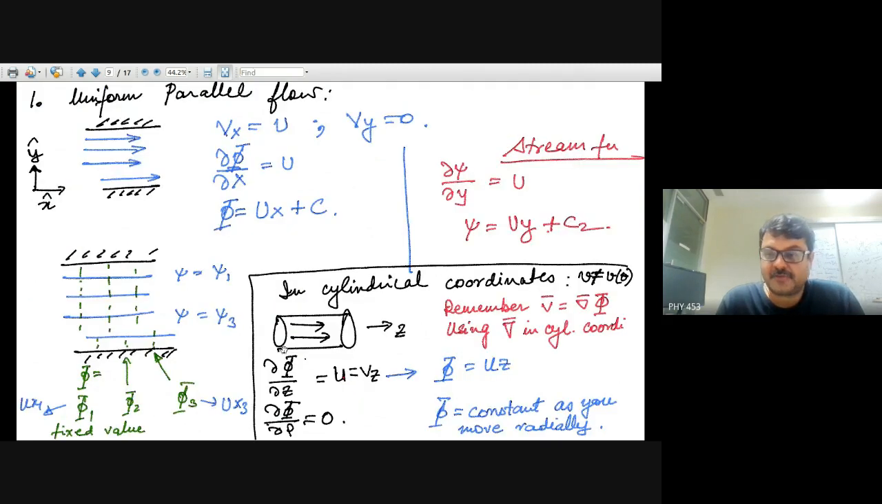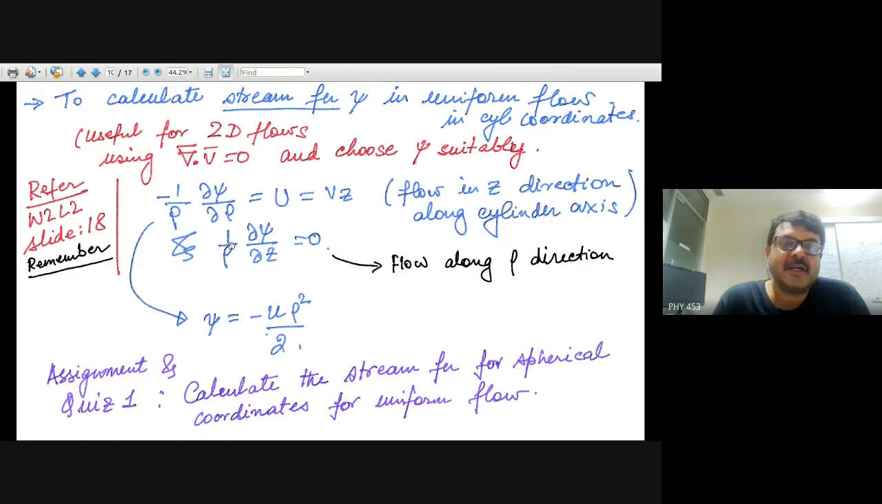And from there we get the stream function to be minus u rho square by 2. Note the difference from here, which is the velocity potential, right? And the other one, del psi del z, which would give the u in the rho direction, the flow along the rho direction. Here it is 0, so when you integrate it will be just a constant, right? So similarly, I can ask you to calculate the stream function for spherical coordinates for uniform flow, of course. So that's what you can do.